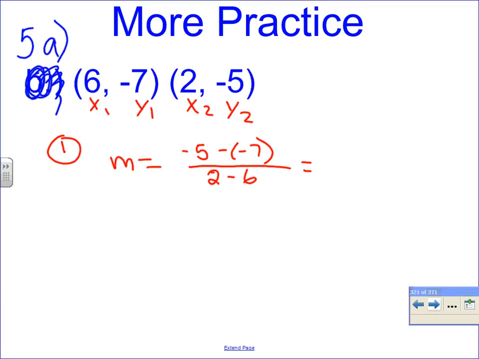What's -5 minus -7? Careful, 2 negatives back to back becomes a positive. 2 over, what's 2 minus 6? -4. So 2 over -4, we can reduce that to -1/2. You can do it either way, but the formula is y2 minus y1 over x2 minus x1. But if you're consistent, you can do it flipped around. Okay, so m is -1/2.